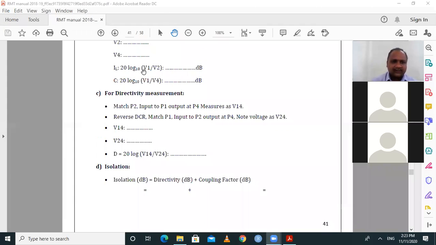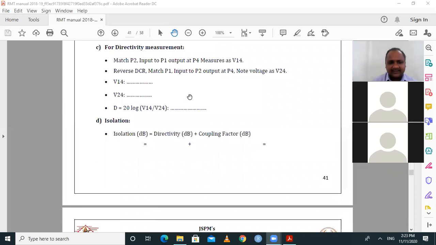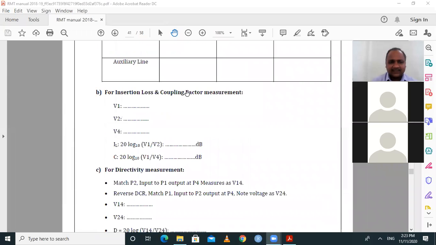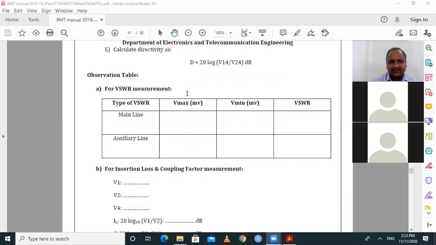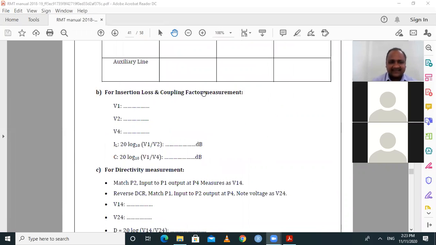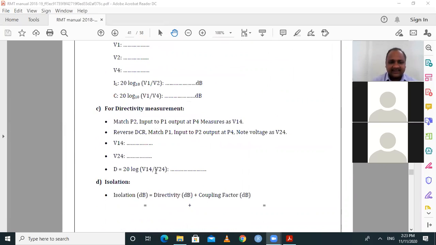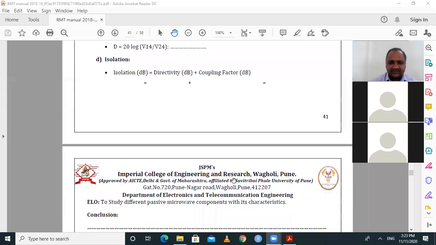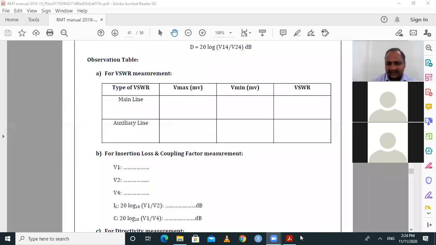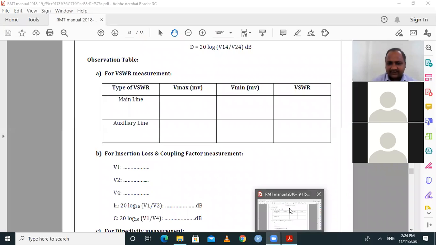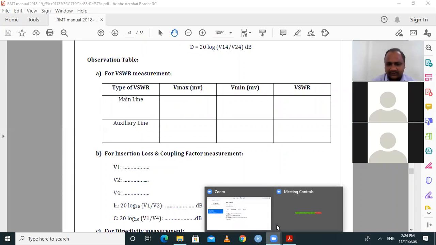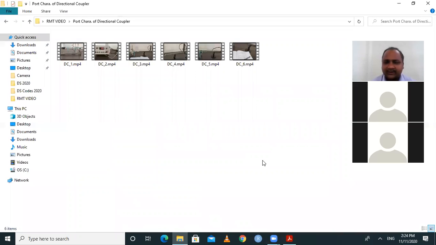So the directional coupler and its characteristics can be found by using parameters like insertion loss, coupling factor, then directivity and isolation. So I have prepared a video, which I will show you here, on how to find out these parameters.